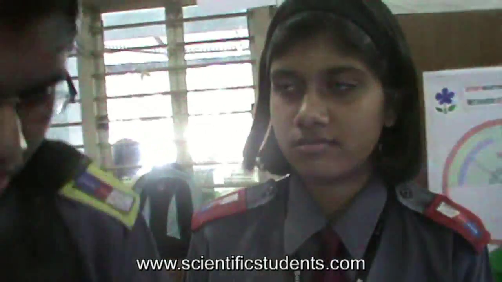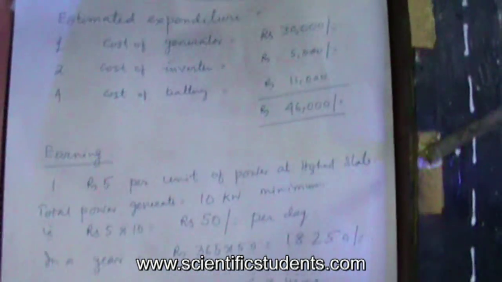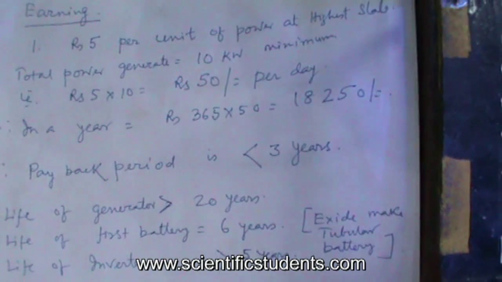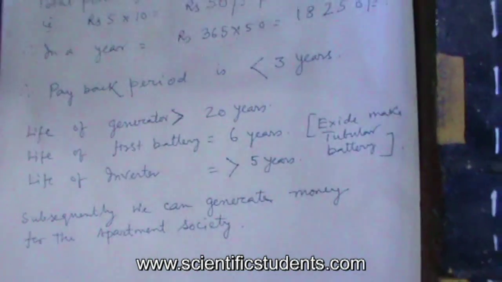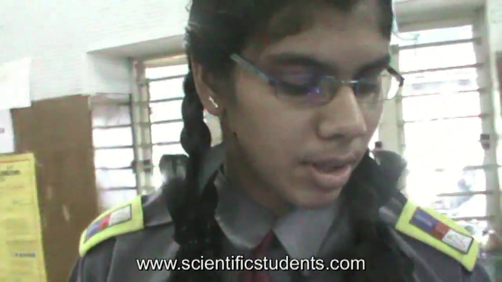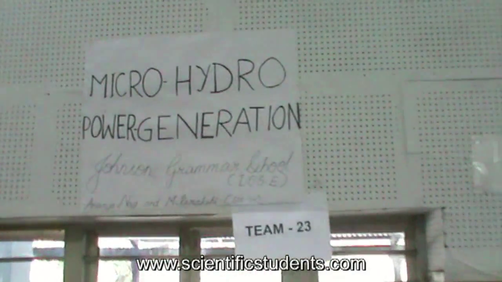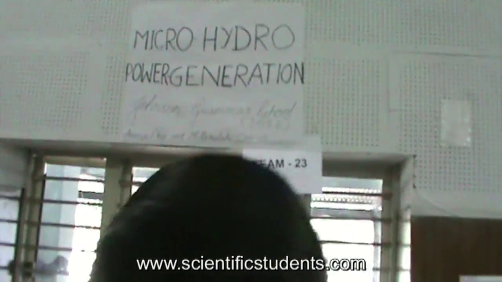So it's very beneficial for us. Next, going to explain the cost analysis. If you take the generator, the inverter, and the battery, the total cost would be 46,000. Here you are saving, where 1 unit is 5 rupees, you are generating 10 kilowatts, which would be 50 rupees per day. You are saving 50 rupees a day, which in a year would be 18,250 rupees, and the cost could be recovered in about 3 years. The generator and the battery should be changed periodically. Then you can be earning a profit of 3,10,250 rupees with this.